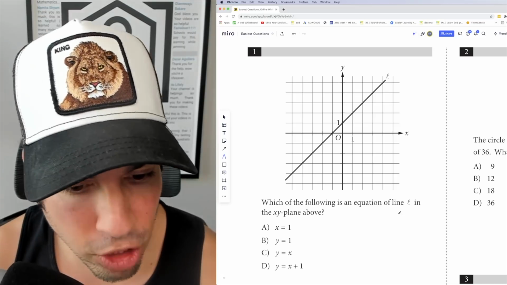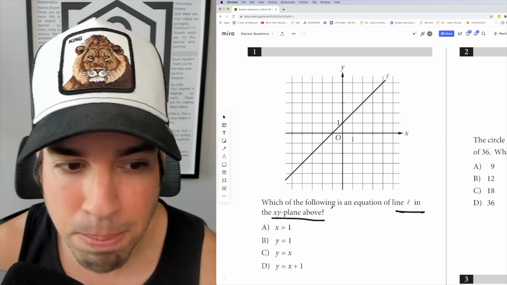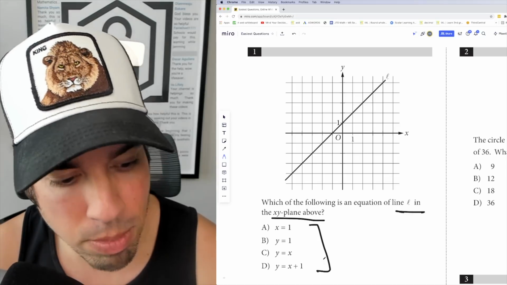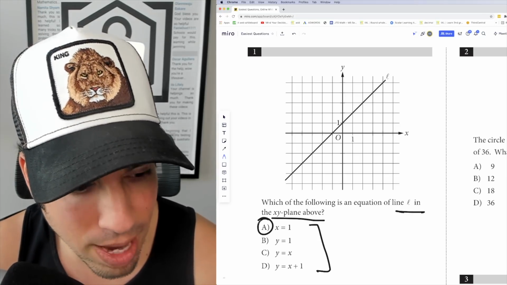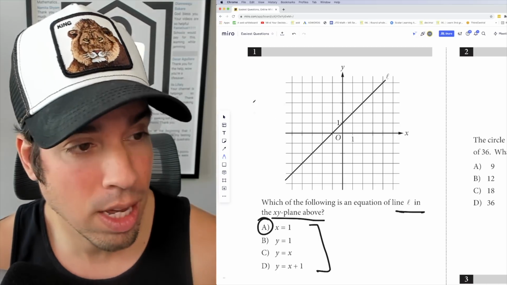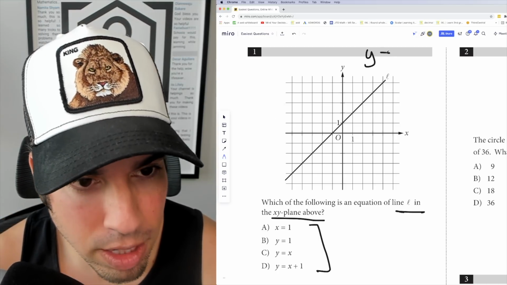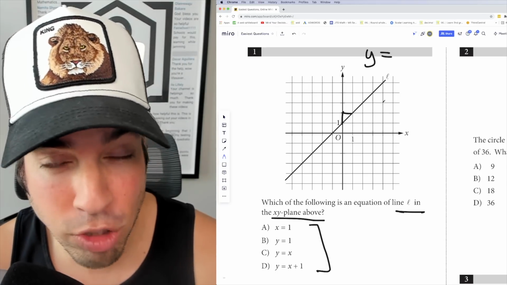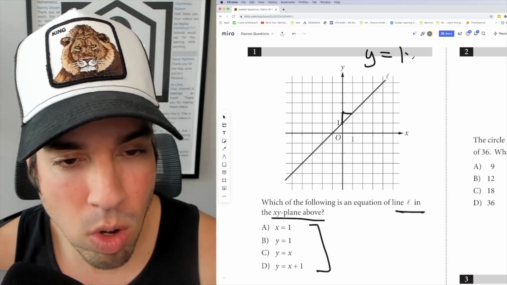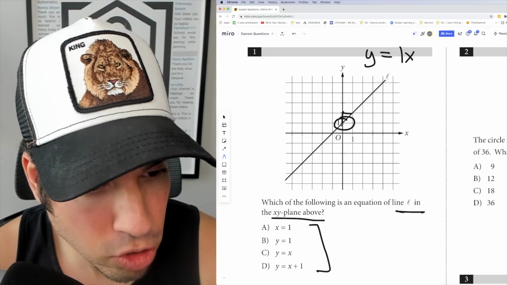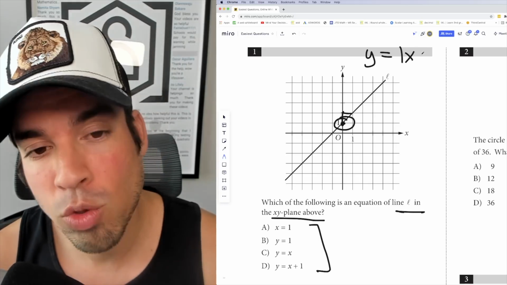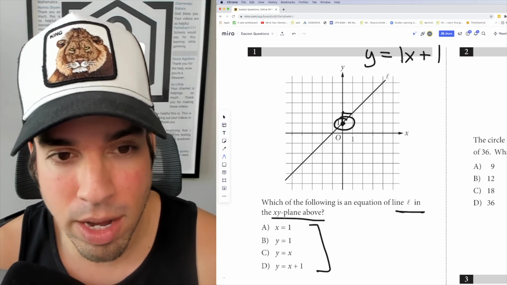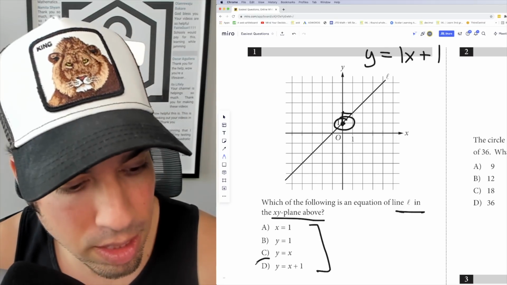Which of the following is an equation of line L in the xy plane above? So I'm going to use what I know about slope-intercept form because all of these are pretty much in slope-intercept form with the exception of A, but that's because that represents a vertical line. So let's check it out. We have y equals, what's the slope of this line? Well, it's going up 1 over 1. That's 1 over 1, which means it's a slope of 1. So I'd have 1x. And then what's the y-intercept? It's right here at 1. So 1x plus 1, and I don't even need that 1, right? We could also say y equals x plus 1. That means D is the winner.